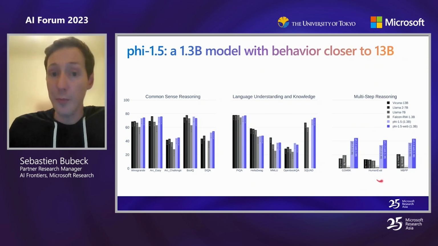But then when you move to multi-step reasoning, like HumanEval, you have a huge jump compared to all the competition. And MBPP, same thing. GSM-8K is a grade school mathematics benchmark. There is almost no comparison. The Llama 2 models are really, really bad at mathematics. We are doing just fine.